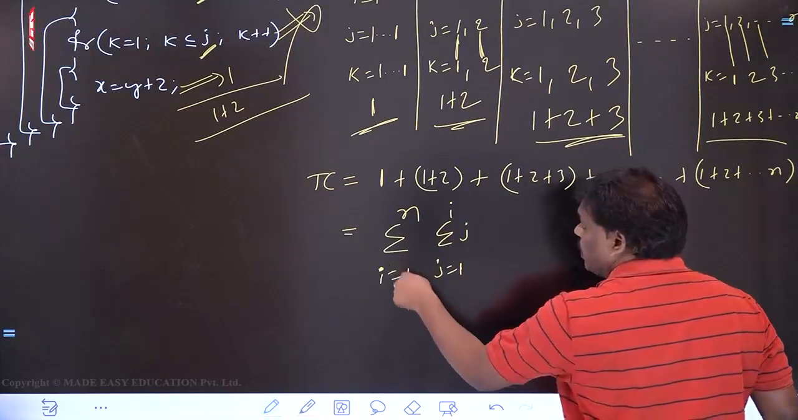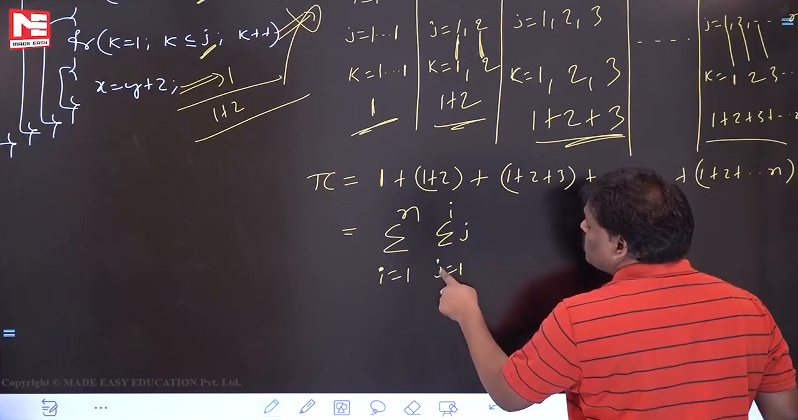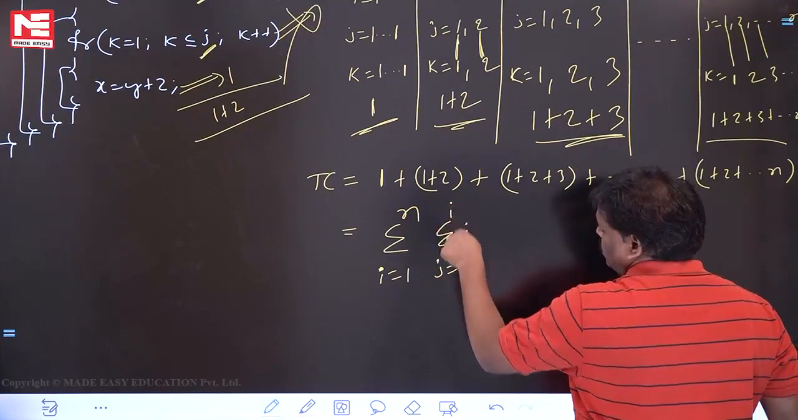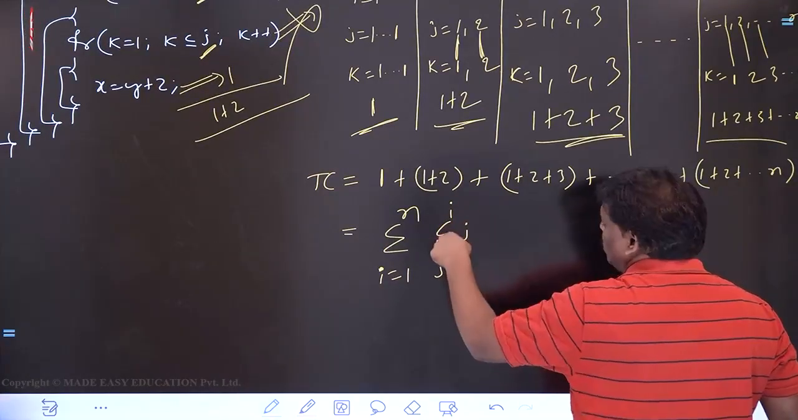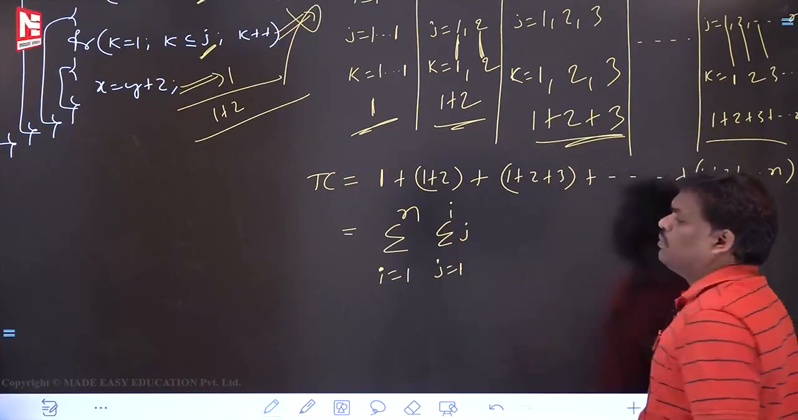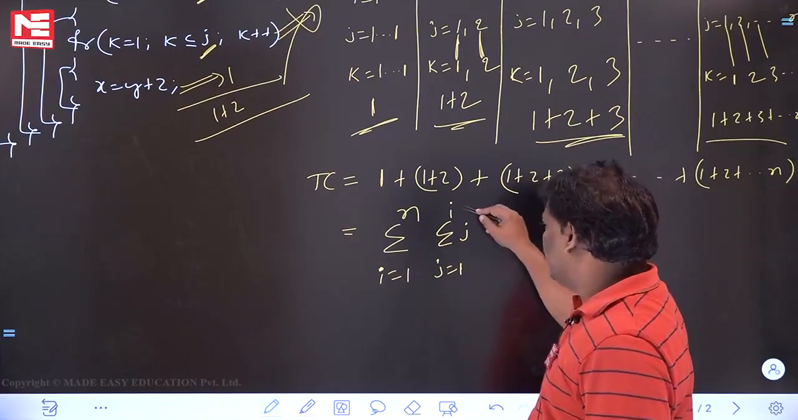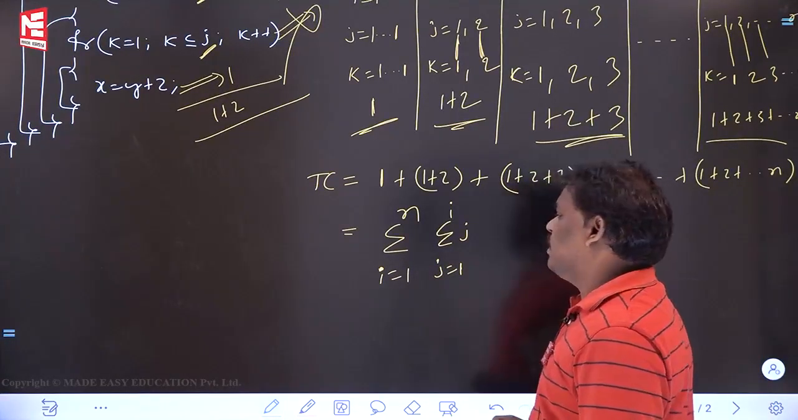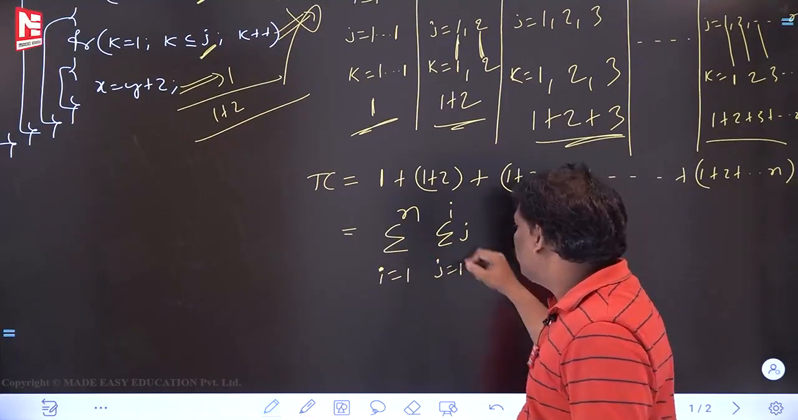I is equal to 5. What happens if I is equal to 5? The J loop is 1 to 5, J value 1, J value 2, J value 3 and so on. The sum of 5 natural numbers will come. Suppose I is equal to 10. What is this? The J loop is 1 to 10, so the sum of 10 natural numbers will come. If I is equal to 1, the sum of 1 natural number. I is equal to 2, the sum of 2 natural numbers.